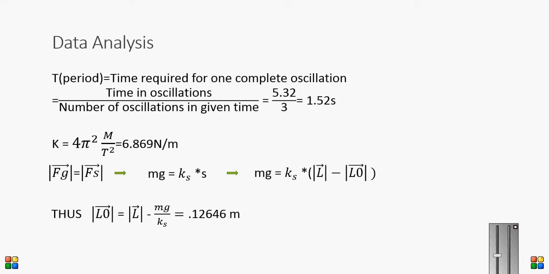So we know at static equilibrium that the force of gravity will equal the spring force. So at static equilibrium, L was equal to 0.7 meters. So we simply inputted our data and solved for L naught.